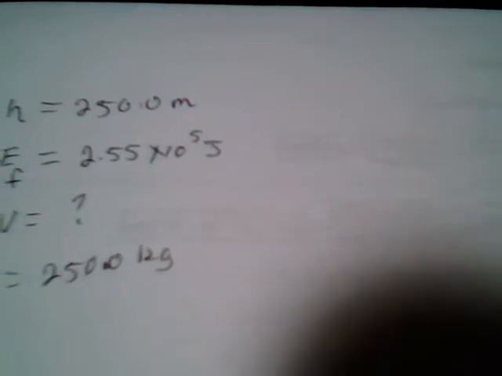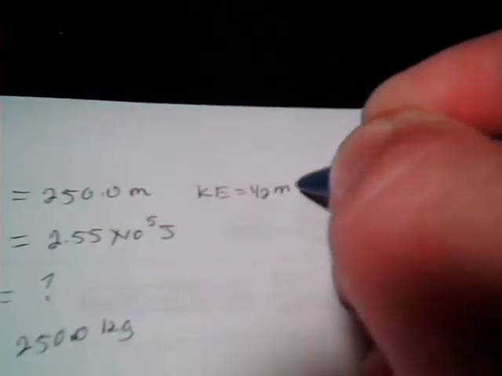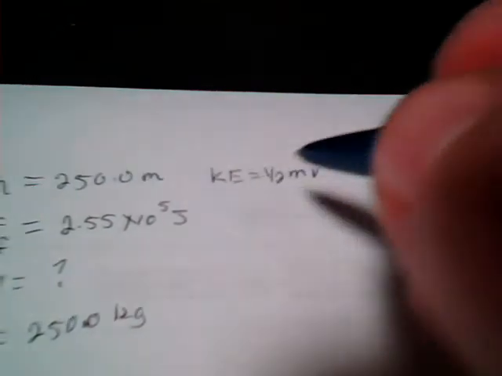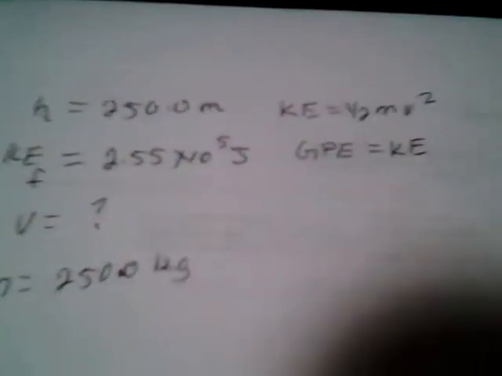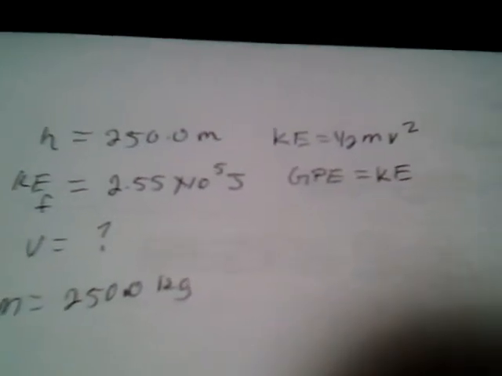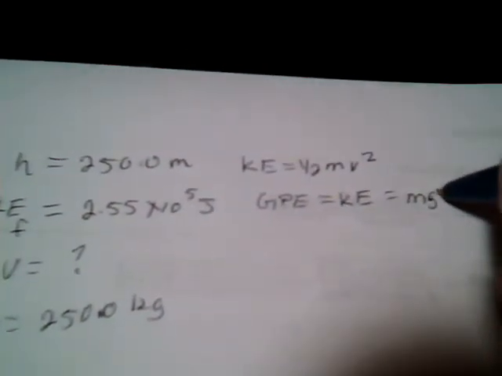So, the formula that will give us velocity is the kinetic energy formula. Kinetic energy equals 1/2 mass times velocity squared. Now, you also have to remember that in a closed system, the gravitational potential energy and the kinetic energy are equal to one another. And that's something you always have to keep in mind. And remember that the formula for this one is mass times gravity times height.